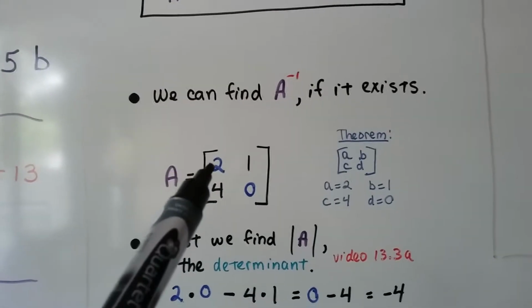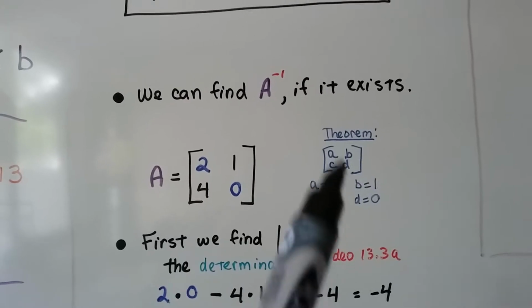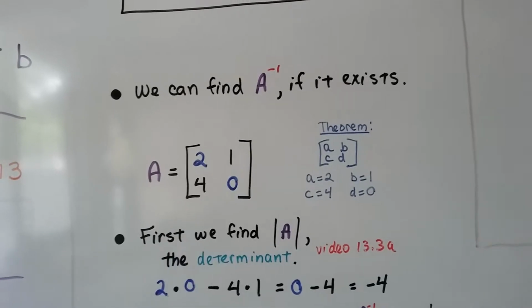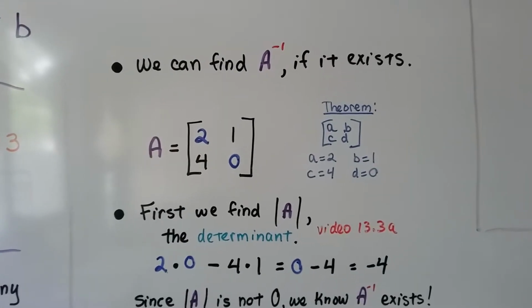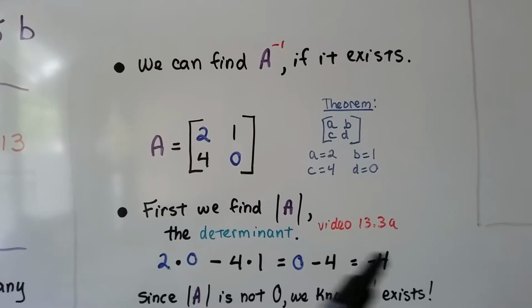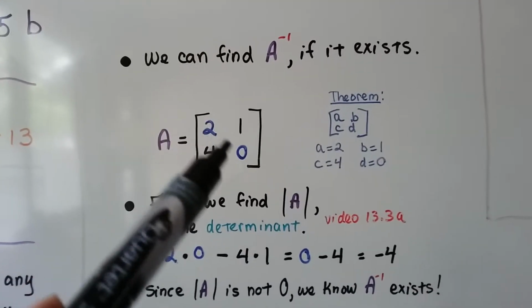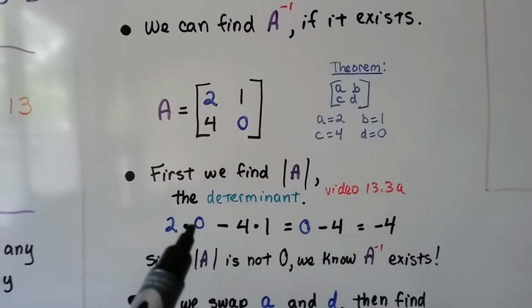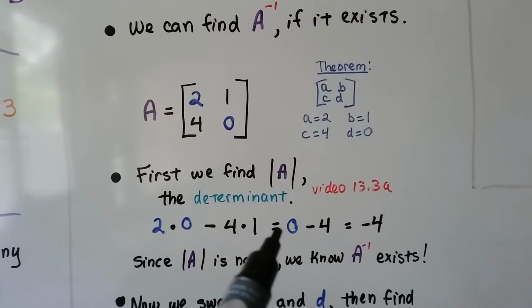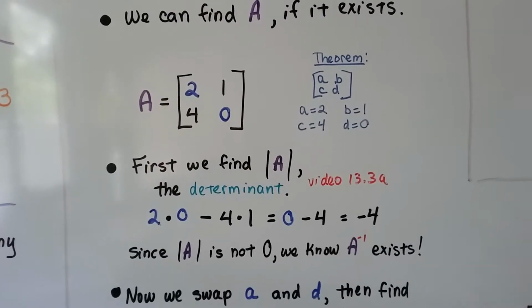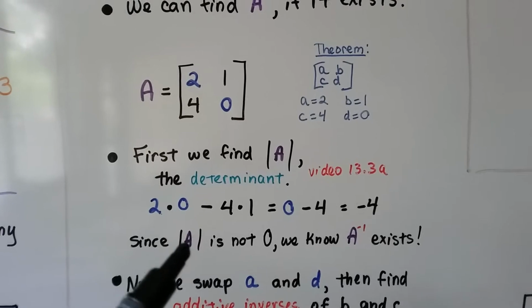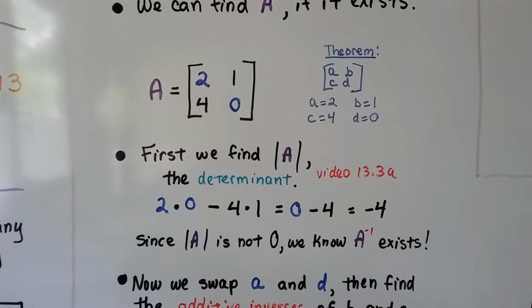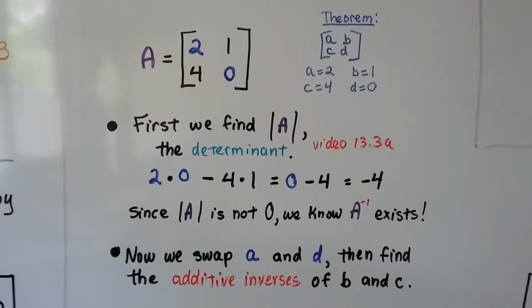So here's A. We've got a 2, a 1, a 4, and a 0. If you remember from the theorem, it said it was A, B, C, D. So that's the A, that's the B, that's the C, and that's the D. Now, the first thing we do is find the determinant. We did that in video 13.3a, so you should remember how to do this. We multiply the 2 times 0, we multiply the 4 times 1, and we subtract them. 2 times 0 is 0, minus 4 times 1 equals 0 minus 4. Well, that's a -4. Now, that means the determinant is not a 0. It's a -4. So we know that the inverse of matrix A exists.